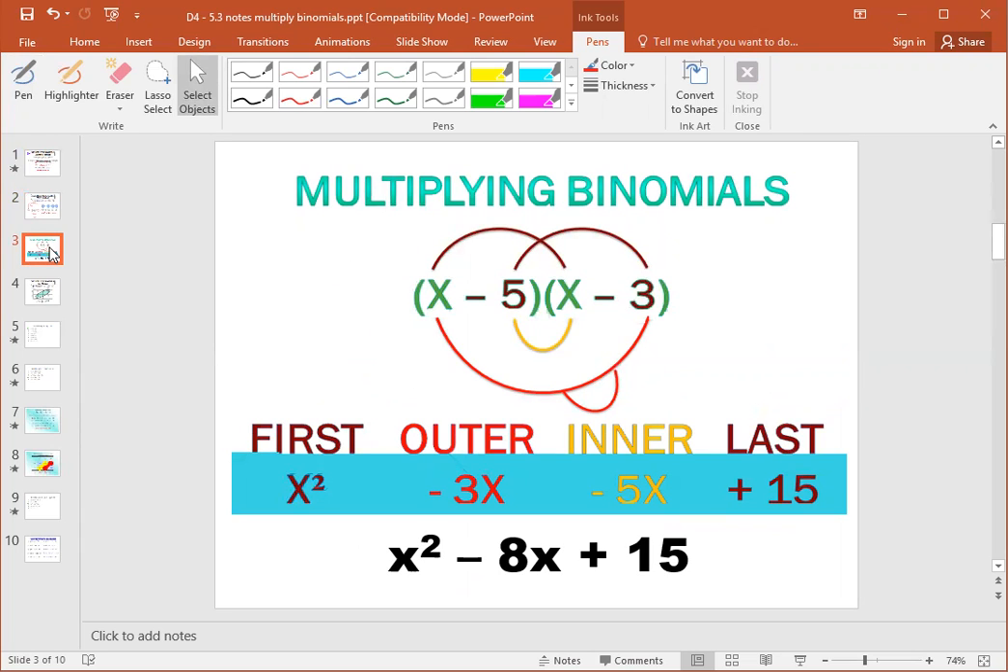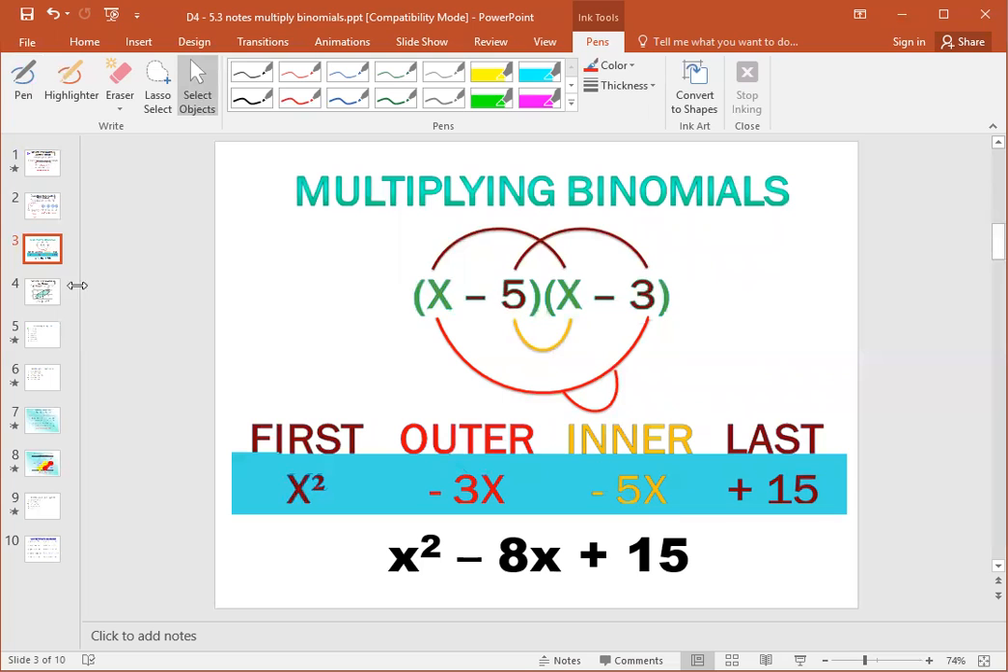So this is another example of multiplying binomials with FOIL: first, outer, inner, last. You can see in the brown, first is x times x, which is x squared. Outer is x times negative 3, which is negative 3x. Then you do the inner, negative 5 times x, and then you do the last, negative 5 times negative 3.